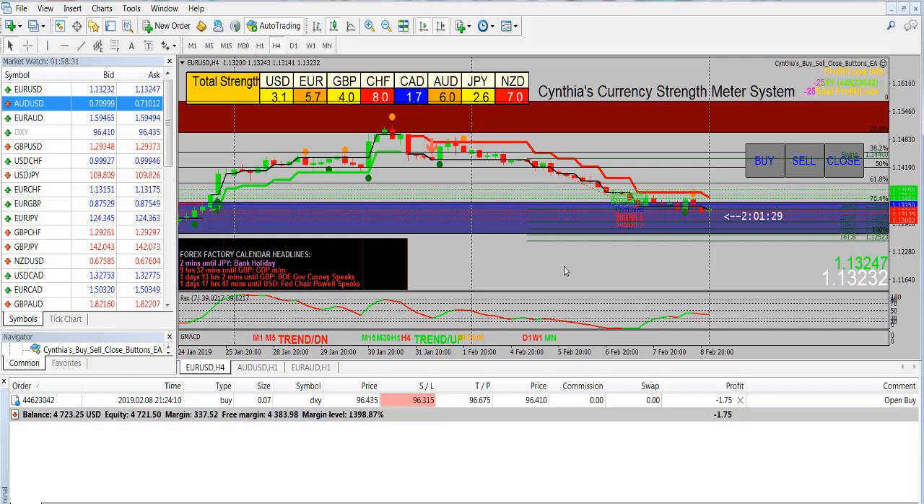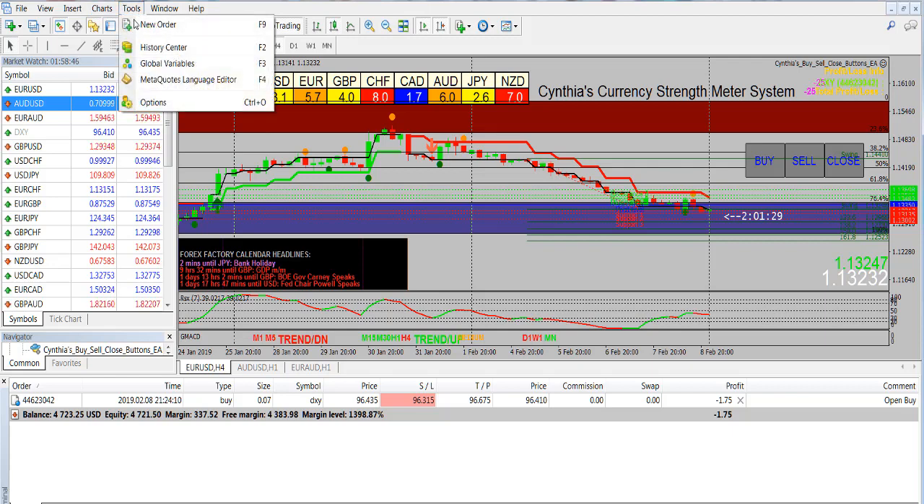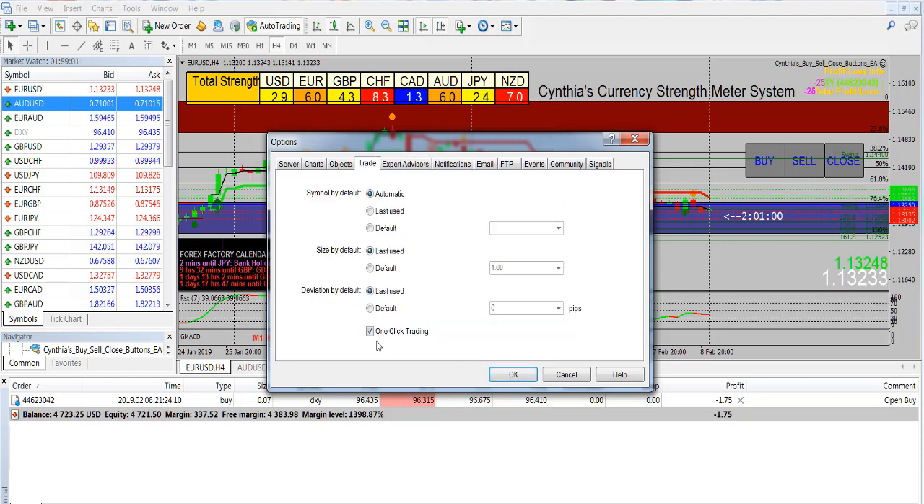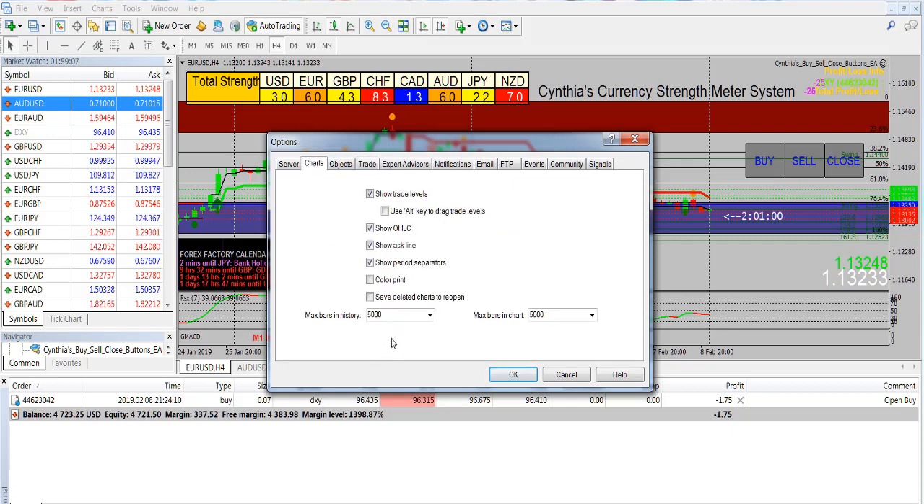So this will help speed up the responsiveness of your MT4 platform, and I think it's a very important thing to do. So what you do is you go up to Tools on your toolbar, click to open, click Options, and then under Expert Advisors, these are the two boxes that need to be checked so that your EA will work. Under Trade, you need the one-click trading checked. And under Charts, this is what's very important to keep your MT4 platform more responsive and less sluggish.